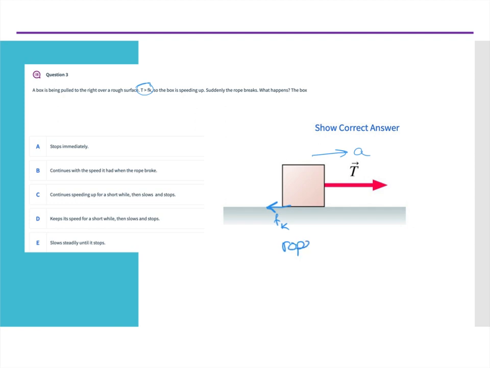When the rope breaks, we go from this picture to just a box with some friction acting against it. And so now my acceleration is going to be to the left in the same direction as the frictional force. So what that's going to do is it's going to slow down the box at a steady rate, because this acceleration is going to be a constant value. And so the only answer that makes sense is for the box to slow steadily until it comes to a stop.